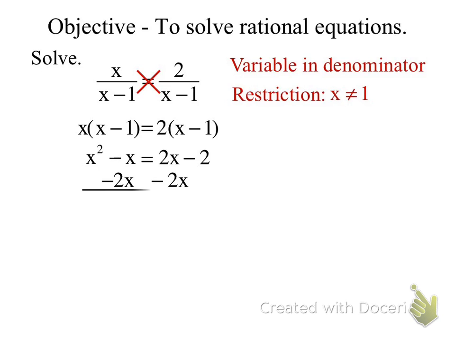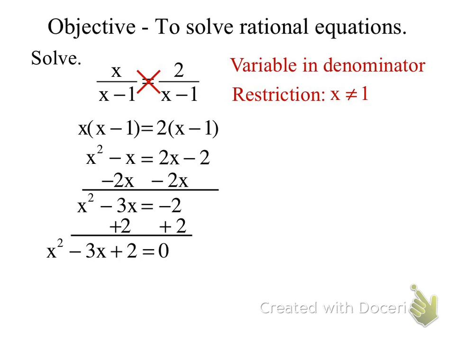I combine my like terms, right? And now I've got a trinomial. We can either factor, use quadratic formula, or complete the square. What's the easiest method? I think factoring. You can complete the square. It works every time, but I tend to do that when I have a lead coefficient, because I hate lead coefficient factoring. So I'm going to factor what multiplies to 2 and adds to negative 3. Yes? Good.